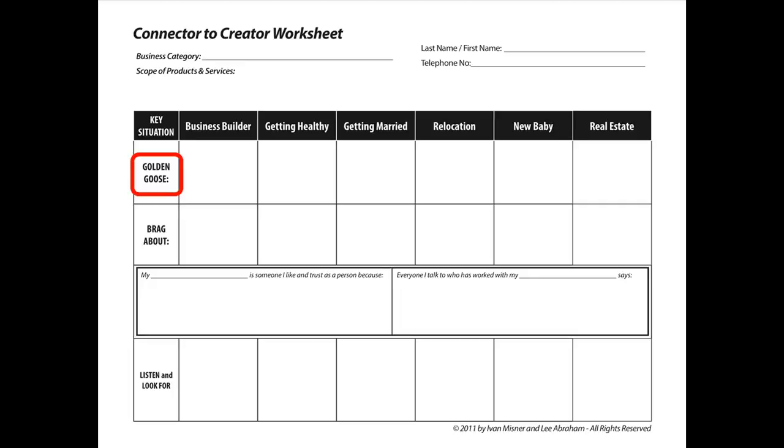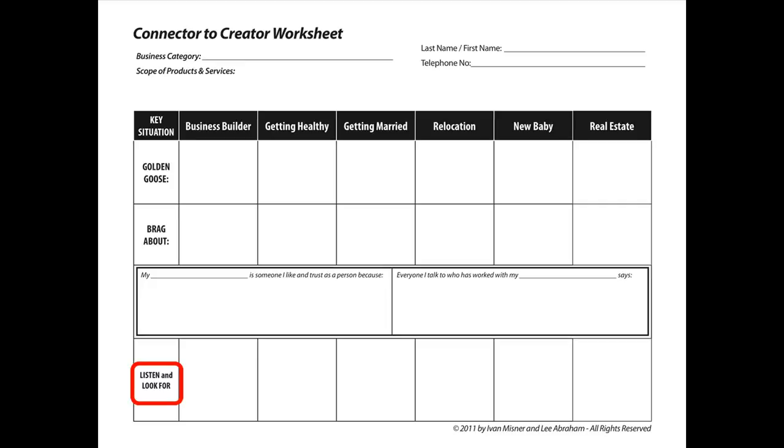So in other words, you'll literally go through various worksheets from different business categories that relate to your business, to your key situations, and look at the examples of good Golden Goose referral sources, as well as the visual and audio cues that you can use to identify your target market, and most importantly, train your networking partners to recognize your targeted prospects.